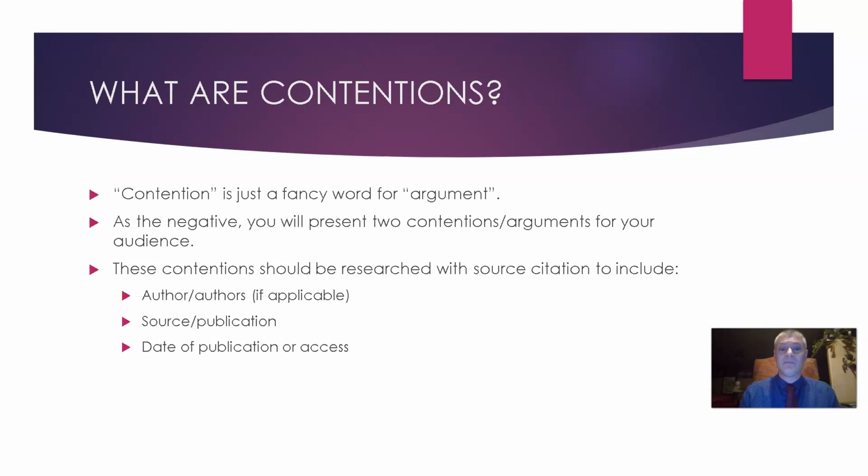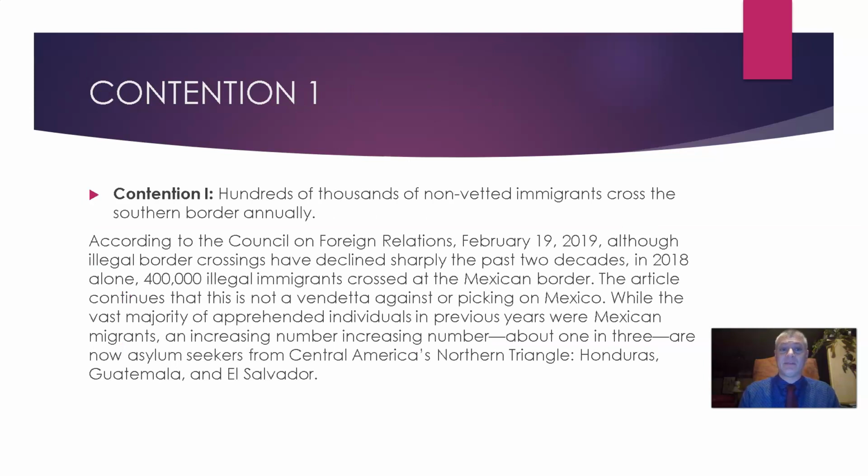So just remember that contention is just a fancy word for argument. And just like the affirmative, as the negative, you're going to present two contention arguments for the audience that are specific to your side. Remember that these need to be researched, and in your source citation, make sure to include the author or authors, the source or publication, and the date of publication or access. So, sample contentions for the negative.